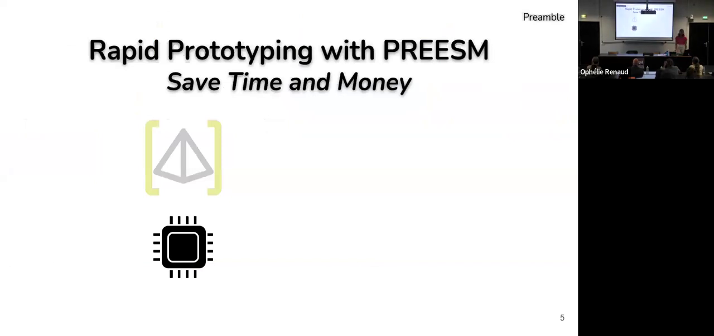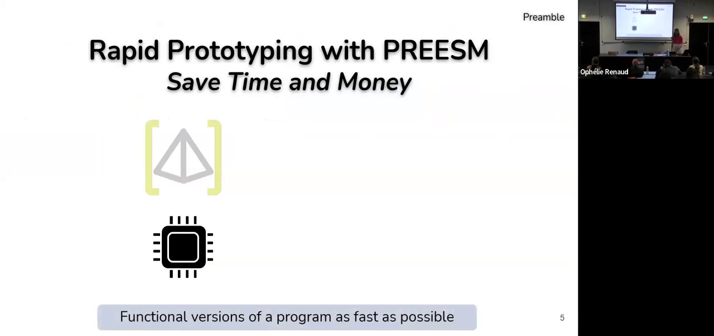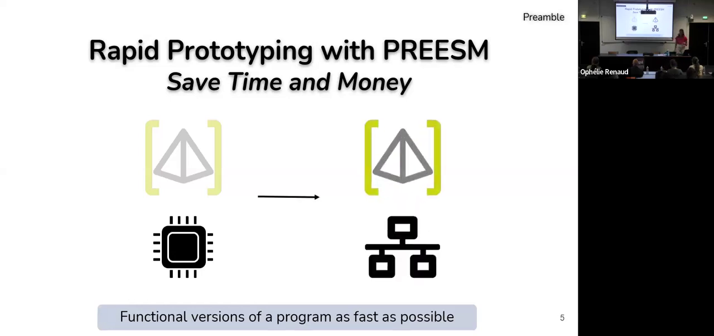So this is where rapid prototyping comes in. Rapid prototyping consists in creating a functional version of a program as fast as possible to facilitate the development of an application further later. And PREESM, developed at IETR since 2008, is one such tool. Initially, PREESM was created to support embedded systems. And during my thesis, I extended it to support HPC systems to better serve the needs of astronomers, among others.